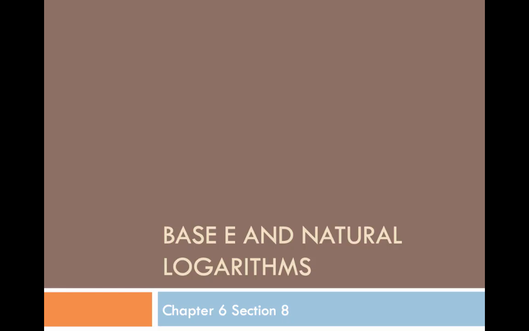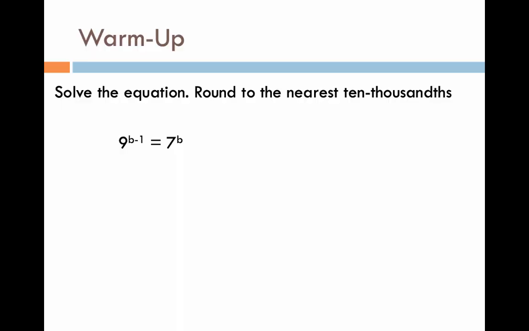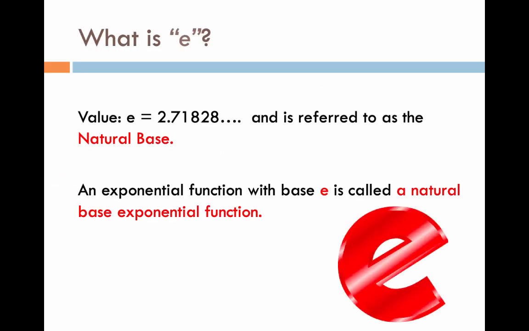Okay, we're going to talk about e, base e, and the natural log. If you look on your calculator, underneath the log button, there's a natural log button, and it's ln. So if we have ln of x, the base is always the number e. Can't be anything but the number e.